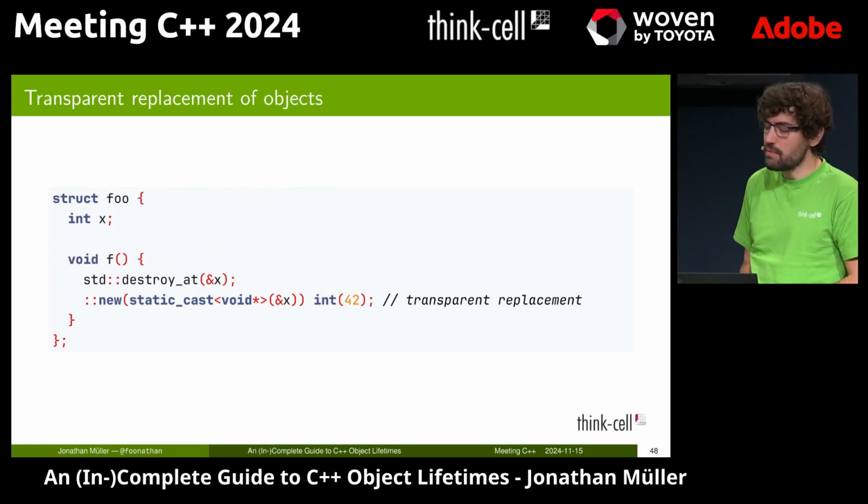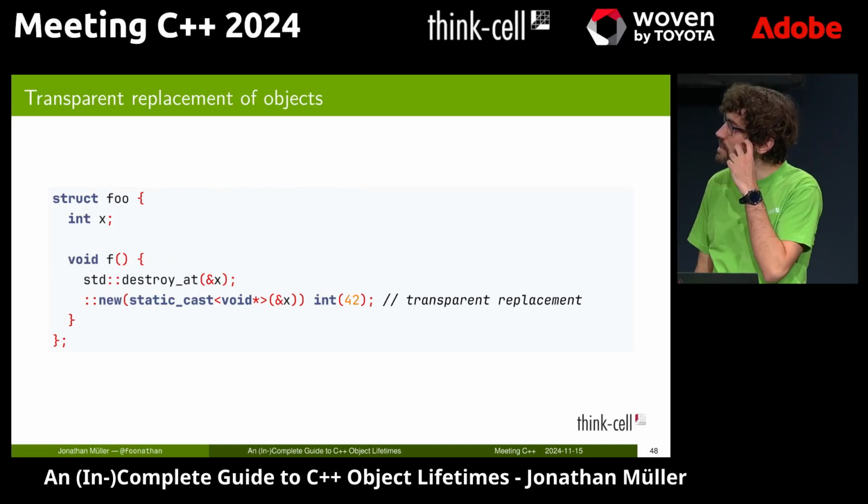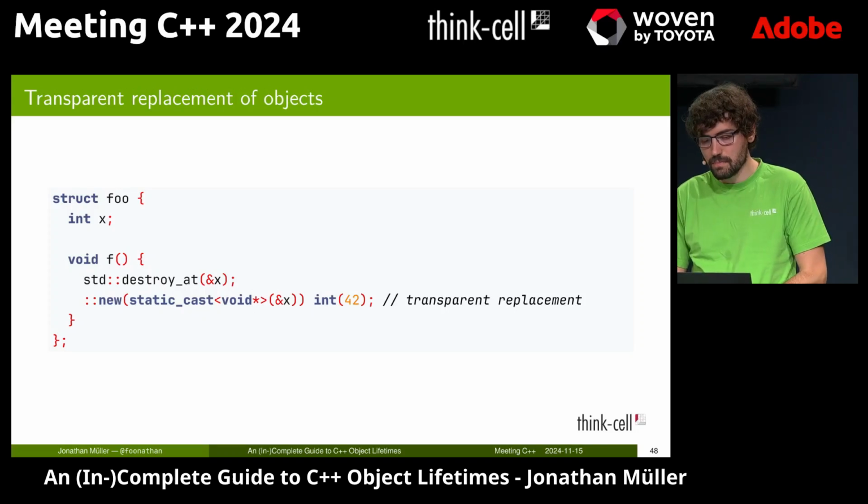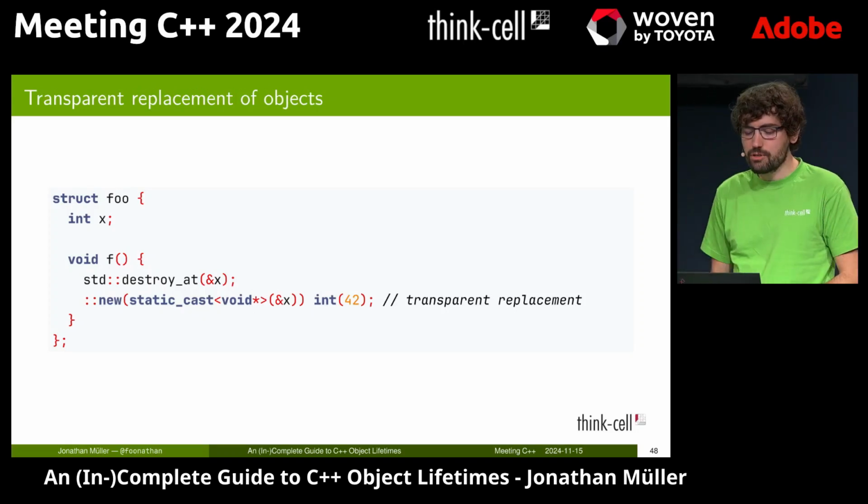But this code is perfectly fine. Here we're doing it on an individual member, and nobody else will even notice that we did it because we're dealing with transparent replacement. So when do we actually have non-transparent replacement?